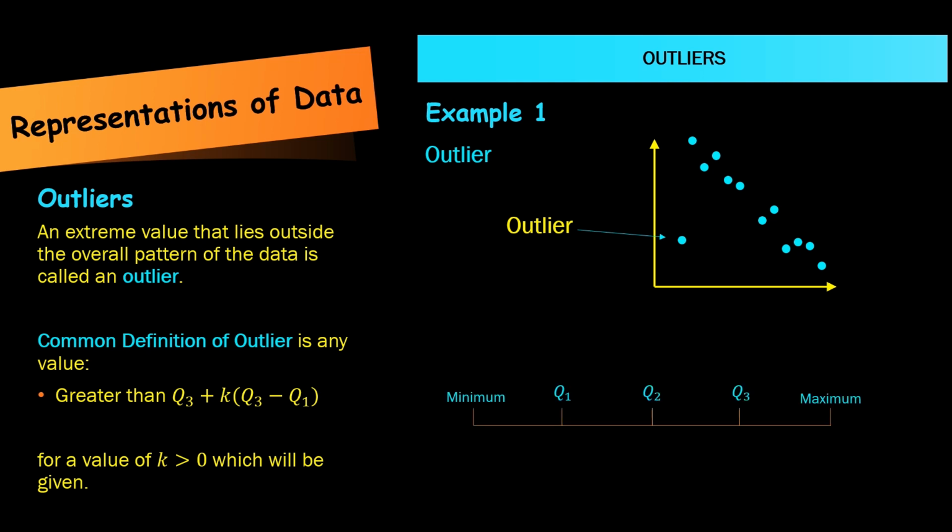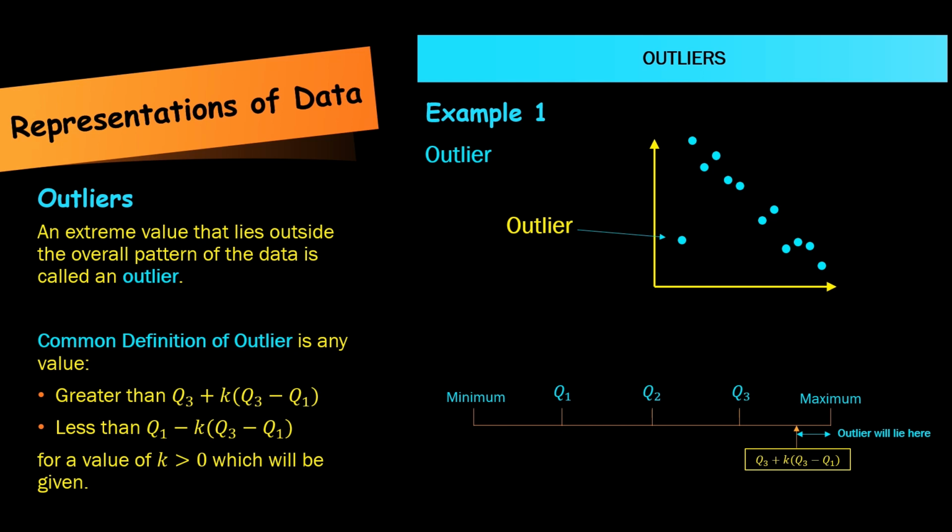So let's take a look at what we might call a number line. We've got the minimum, we've got Q1, the lower quartile, we've got Q2, the median, we've got Q3, the upper quartile, and we have the maximum. Now the expression Q3 plus k times Q3 minus Q1 lies somewhere between Q3 and the maximum. Outliers will lie in the region between this value and the maximum.